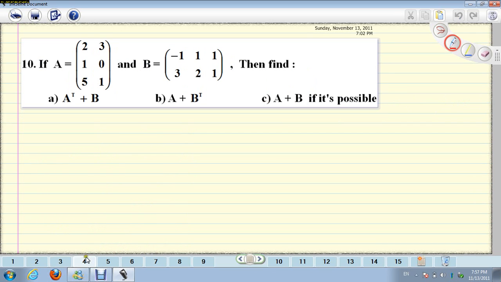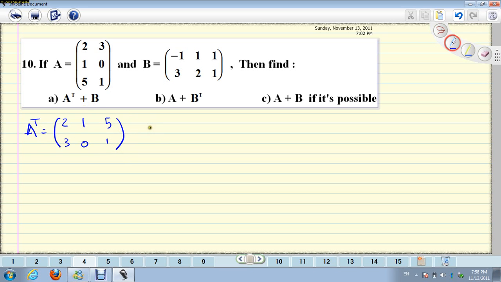Okay, exercise 10. This is matrix A, and we have matrix B, and it says find A transpose plus B. Okay, A transpose means I'm gonna write the columns as rows. So I have 3 rows, I'm gonna write it in 3 columns. So A transpose equals 2, 3, 1, 0, 5, 1. This is A transpose. Now I'm gonna add it to B.